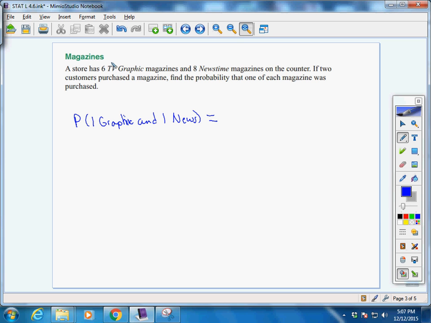So let's start by finding the probability of grabbing a TV Graphic. There's 6 total, order doesn't matter which one you grab, and I want 1 out of those 6. What's the probability of grabbing a Newstime? Well, there's 8 total, and there's 1 out of that 8. So we multiply those together and do our total. There's 14 different magazines, and we're grabbing 2 of them. Again, combinations, because order doesn't matter. They're not ranking or they're not placing. So when you figure this out, you end up getting 6 times 8 over 91, which is 48 over 91, or about 0.527.